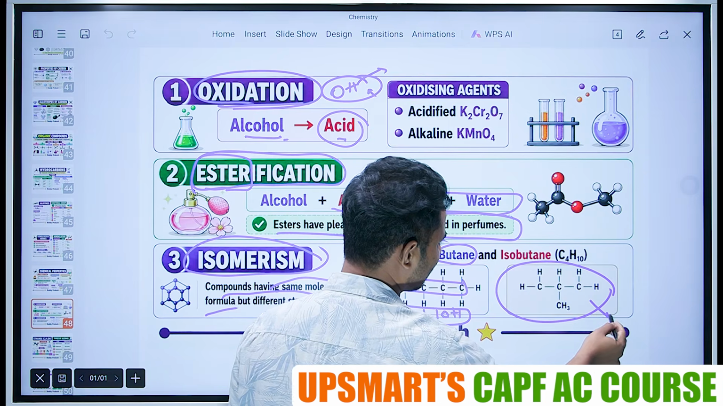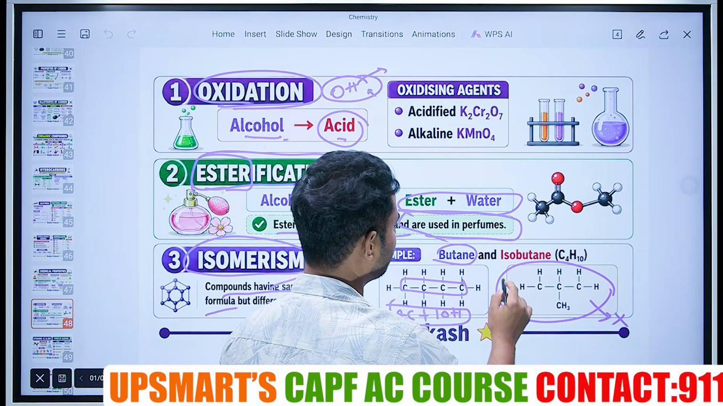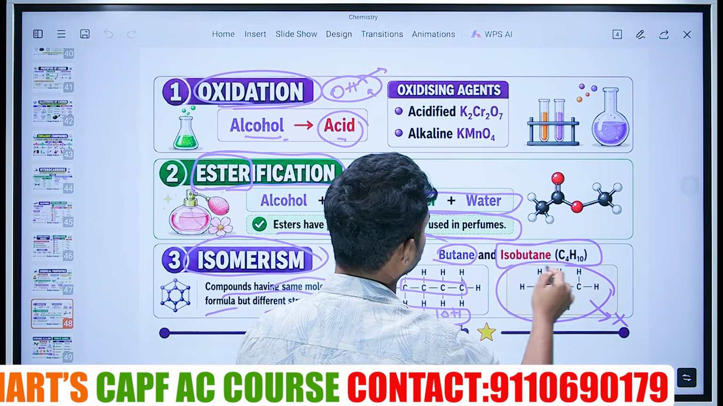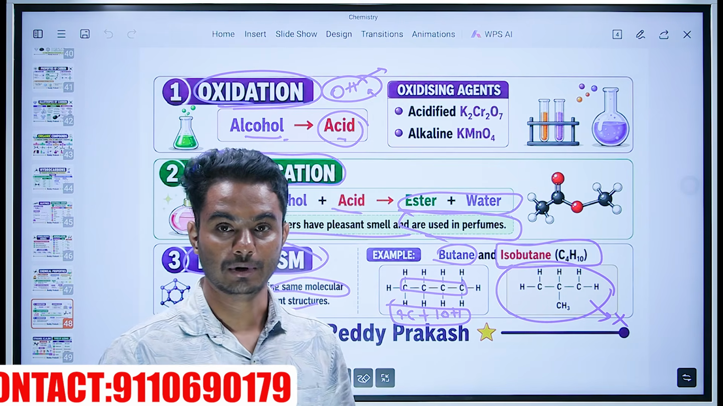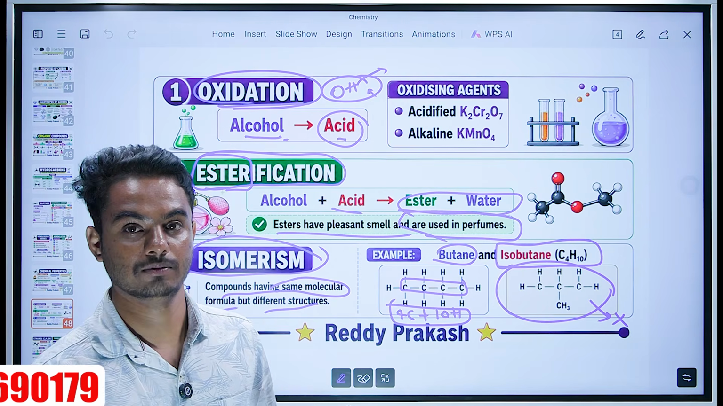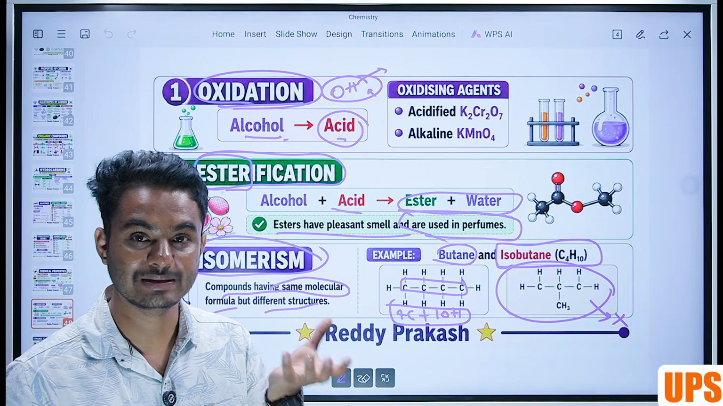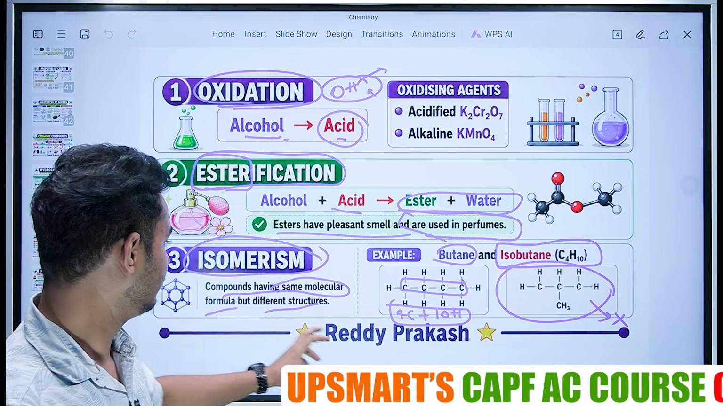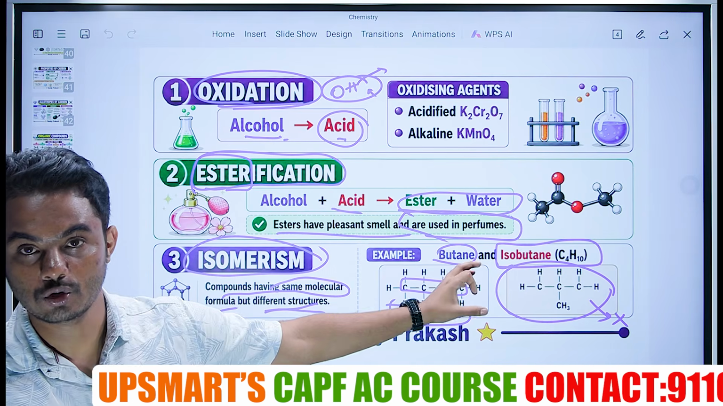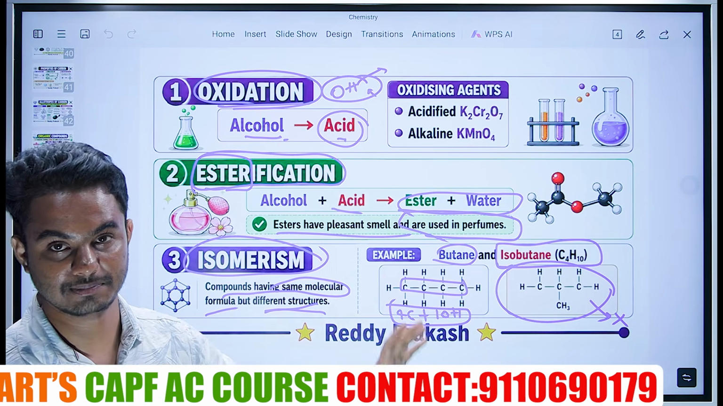You need not remember the structure and all. Just remember the other form is called isobutane. The chemical formula is the same, C4H10, but the way it is arranged is different to form isobutane. Iso means similar, exact similar. So the chemical formula is the same, the structure is different. Those cases are called isomerism. Easy.